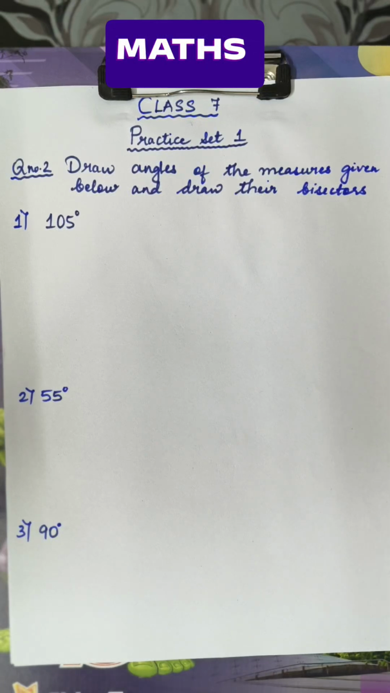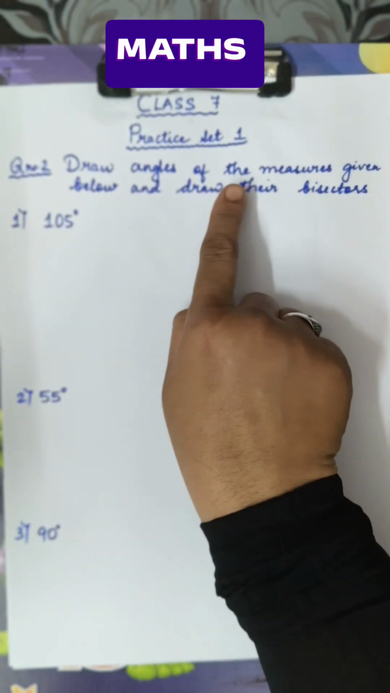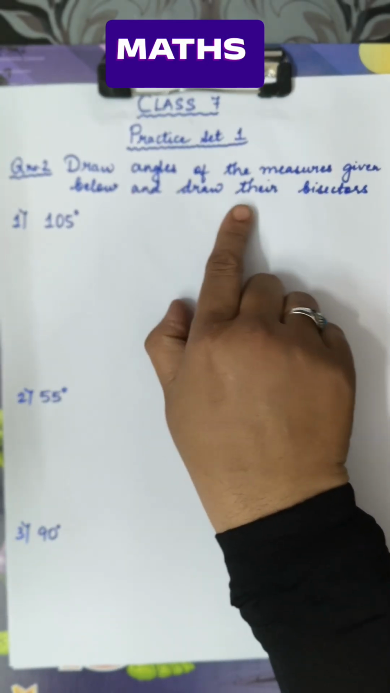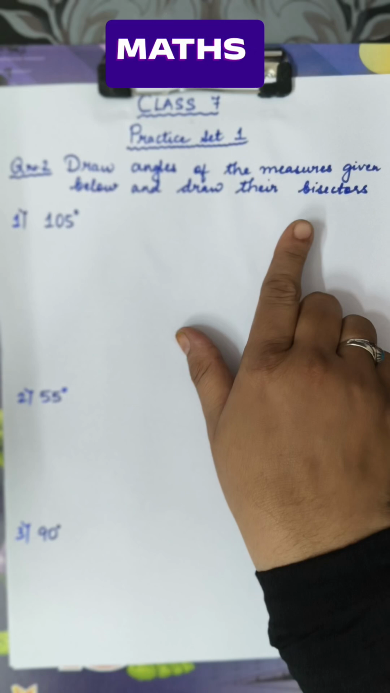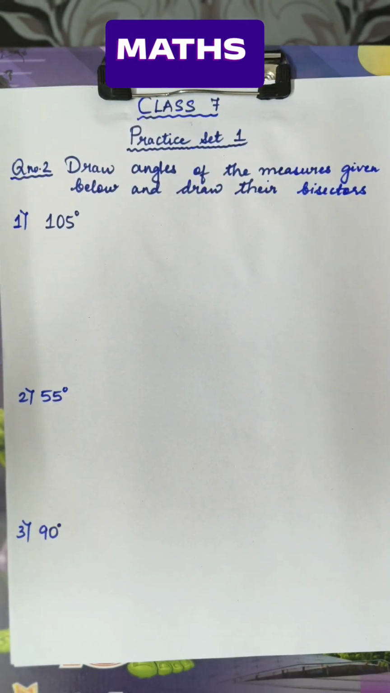Hello students, today we will learn practice set 1 of class 7th maths. Now see what is the question given? Draw angles of the measures given below and draw their bisectors. So first we have to draw the angles and then draw their bisectors.